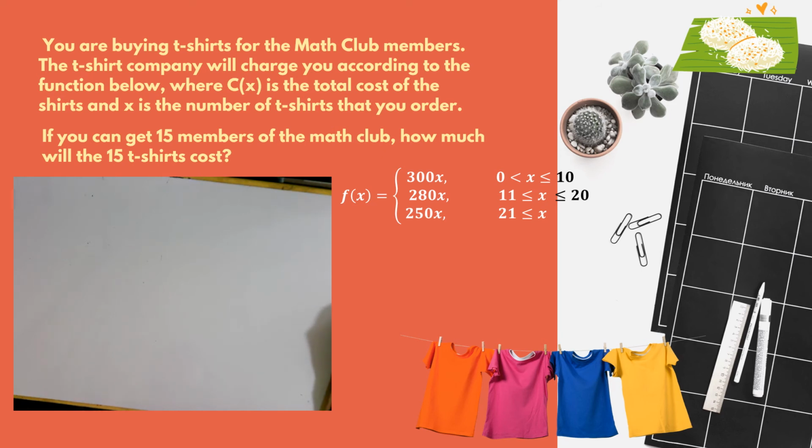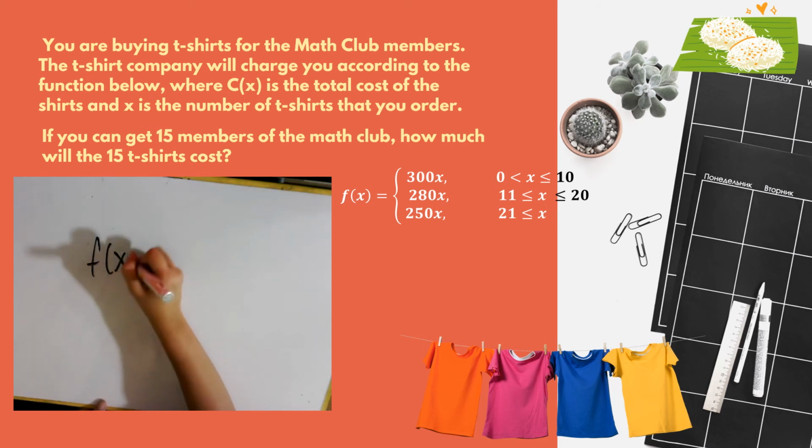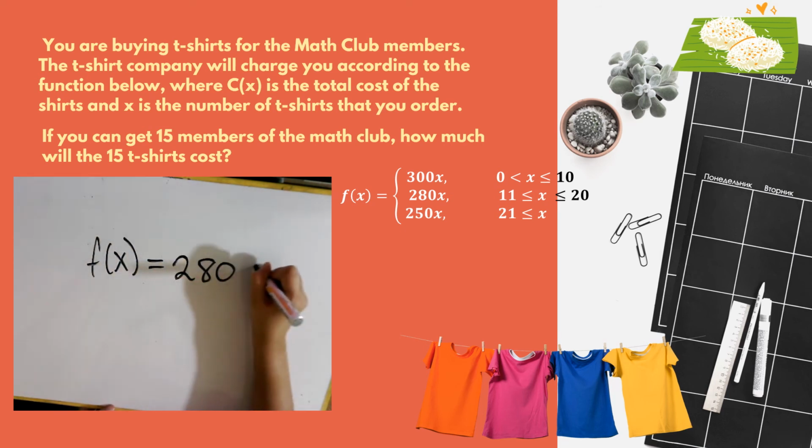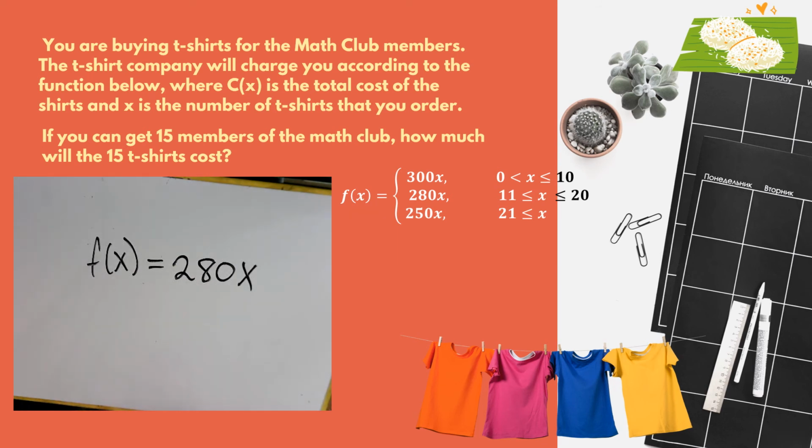Ngayon, ang tanong, if you can get 15 members of the math club, how much will the 15 shirts cost? So, saan papasok yung 15? Sa presyong 300 ba, 280 ba, o 250? So, papasok ang 15 dito sa 280. So, ang gagamitin nating function ay f of x is equal to 280x. Yan. Dahil, yung 15 ay pasok doon sa kanyang condition na 11 to 20 pieces ang order.